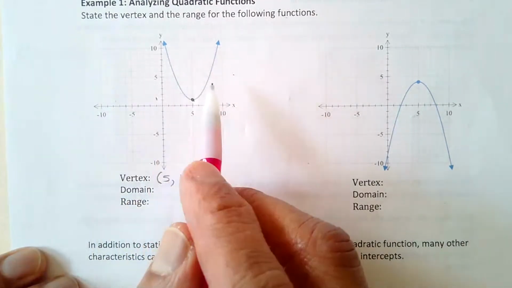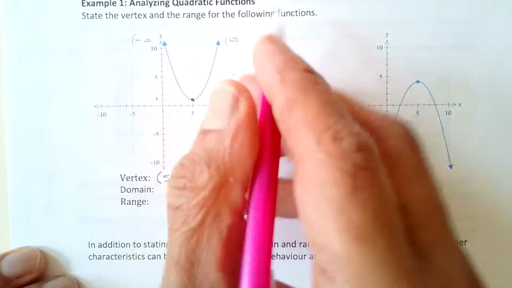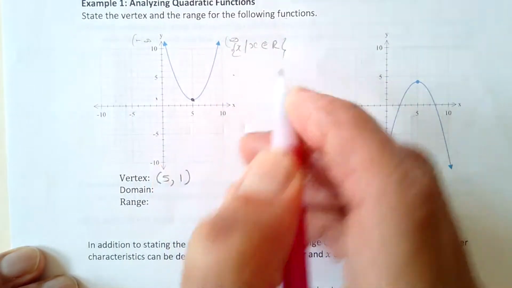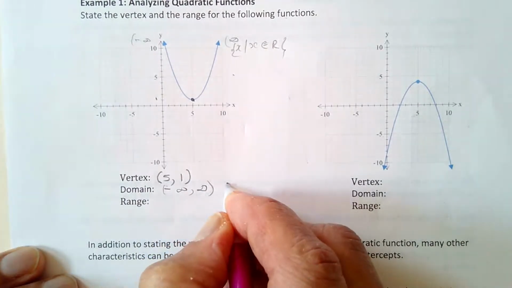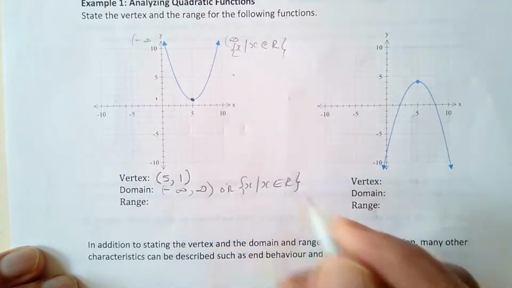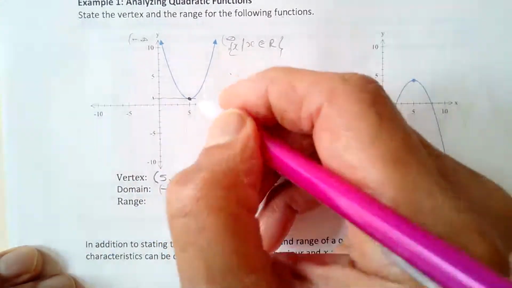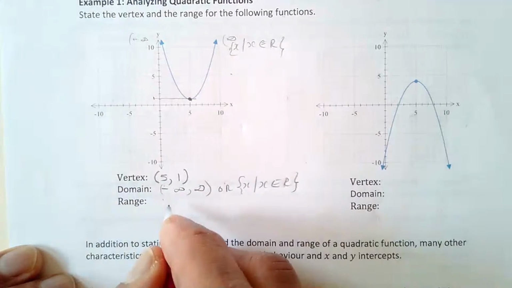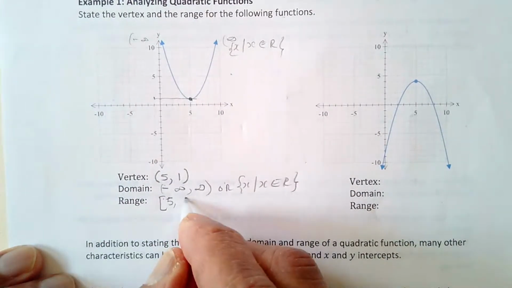Your domain is from negative infinity to positive infinity, or we can say x is a set of real numbers. We'll write that as from negative infinity to infinity, or x, so x is a set of real numbers. Our range now is from 1 to infinity. Our axis of symmetry is 5, but they didn't ask us for that. So our range is from 1, including 1, to infinity.